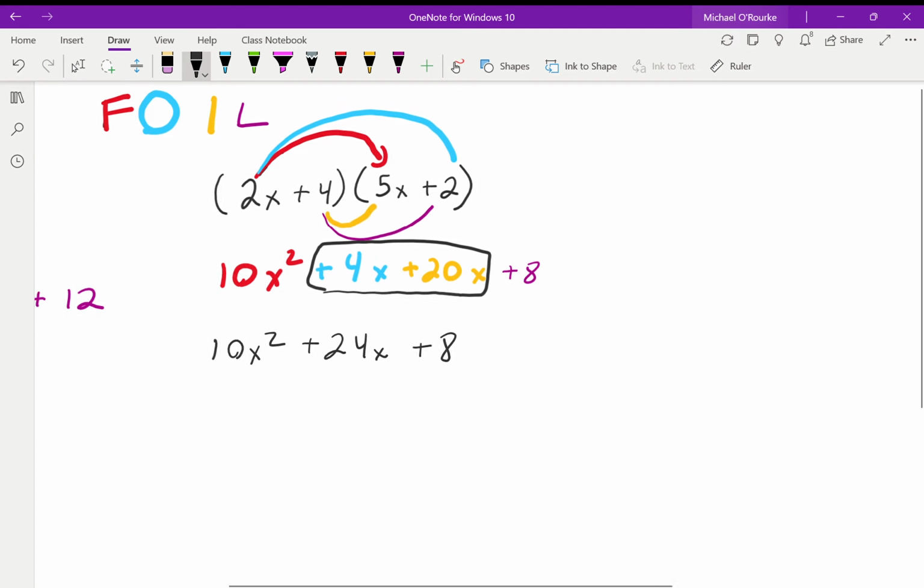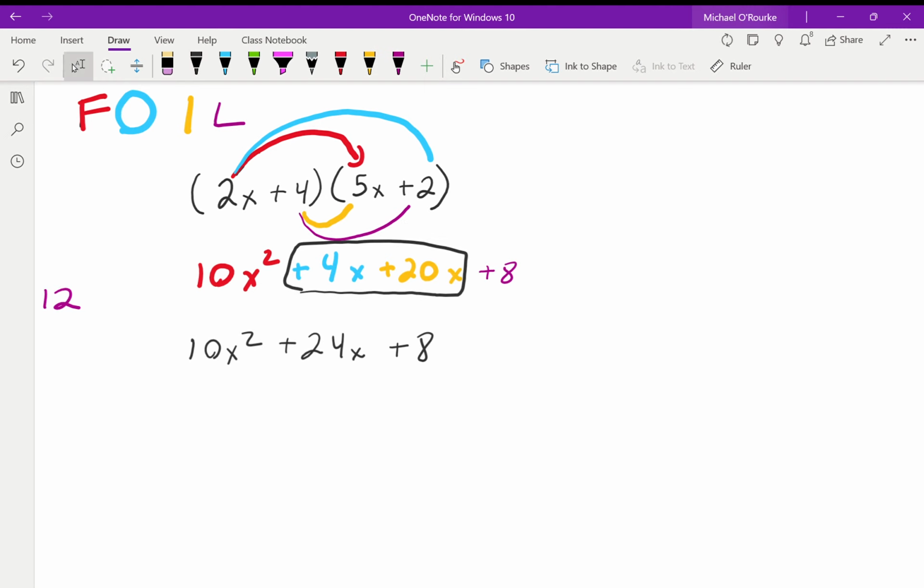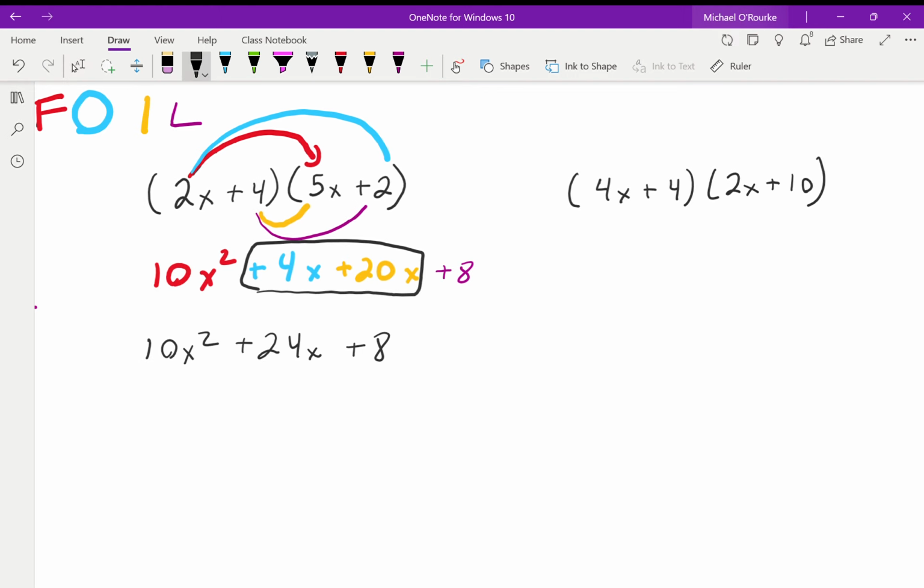So I'm going to give you one of these to work on. Let's do 4x plus 4 and 2x plus 10. Before you pause it, if you've already paused it, you're fine. If not, draw those lines. As odd as it may seem, drawing the lines for FOIL will help you out and you won't forget anything. So pause the video now and work it through.